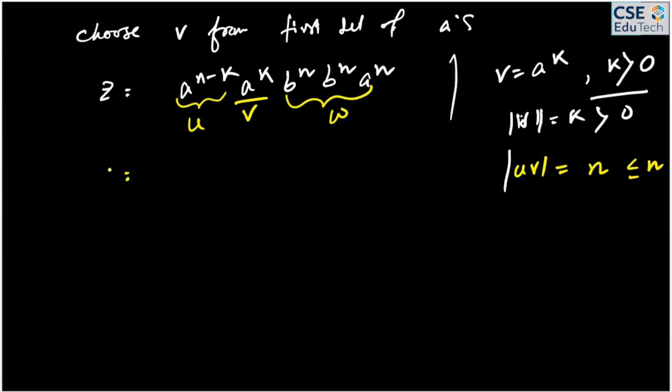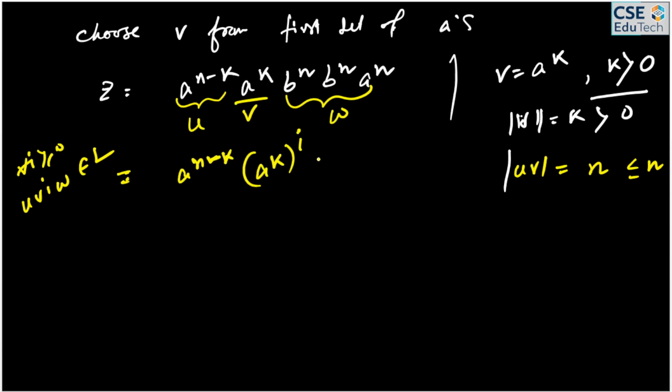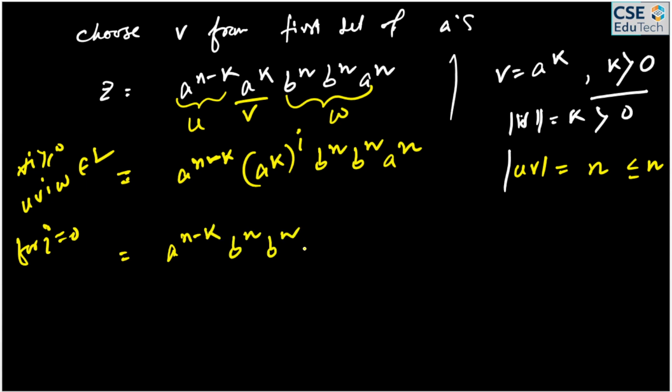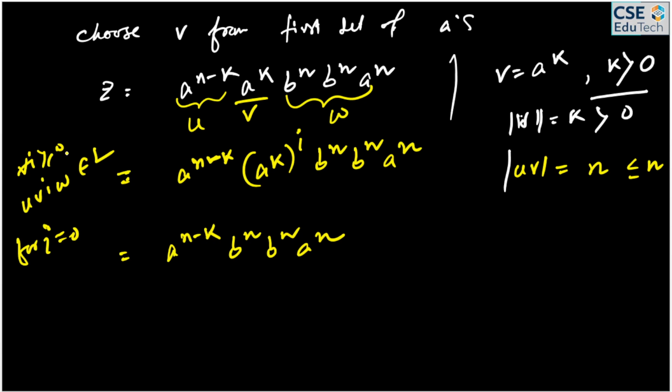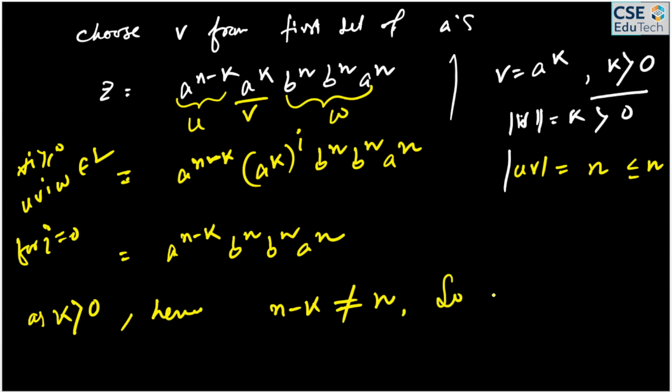Now for all i, it should satisfy this condition using the pumping lemma. For all i greater than or equal to 0, U V to the power i W belongs to the language L. So now it will be A to the power n minus k, A to the power k i, B to the power n, B to the power n, and A to the power n. Now for i equal to 0, it will be A to the power n minus k, B to the power n, B to the power n, and A to the power n. Now the string that we have considered has same number of A's followed by same number of B's, but as k is greater than 0, n minus k is obviously not equal to n. So L is not regular.